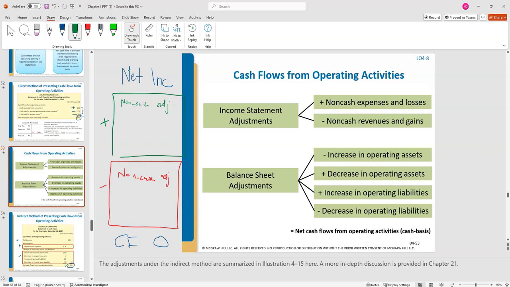Outside of that, we are going to look at the change in the account balances for our operating assets and our operating liabilities. This is similar to Chapter 2, when we looked at how to convert from the cash basis to the accrual basis, and we said you can look at the change in account balances to see if there was overall more revenue or more cash paid for a particular account.